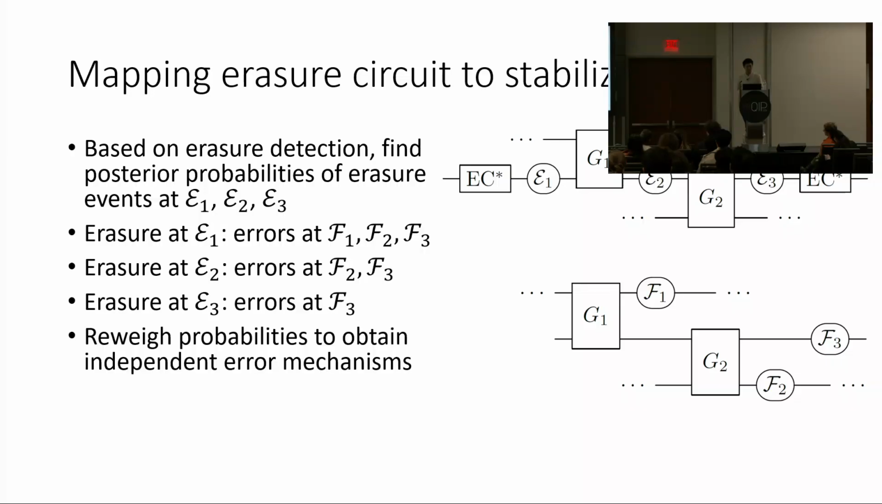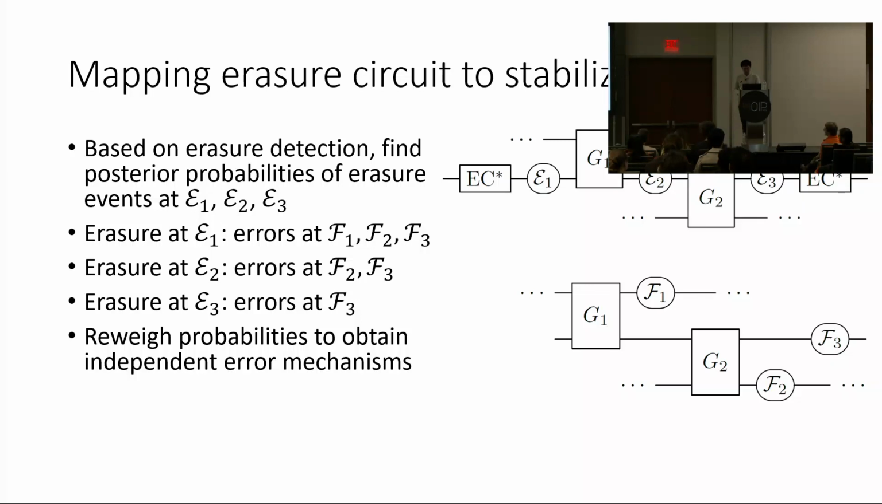OK, so this is all good. But there's one extra step: we have to reweigh some probabilities to obtain independent error mechanisms. The reason is that when we work with the decoding hypergraphs, we assume that all of the different error mechanisms are independent. And here we have a probability distribution for the erasure happening at locations E1, E2, or E3, and these would be disjoint events. But in order to convert to independent events, it would just involve some reweighing of probability so that, for example, E1 and E2 could both happen.